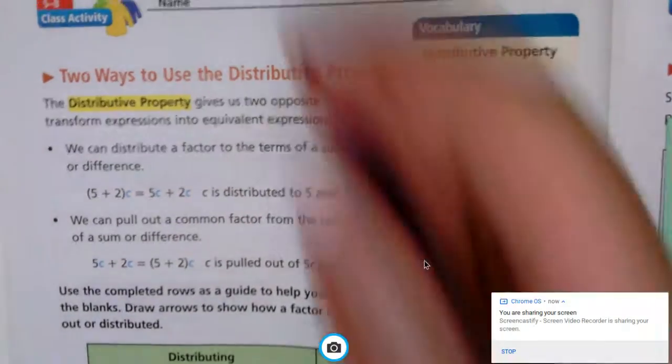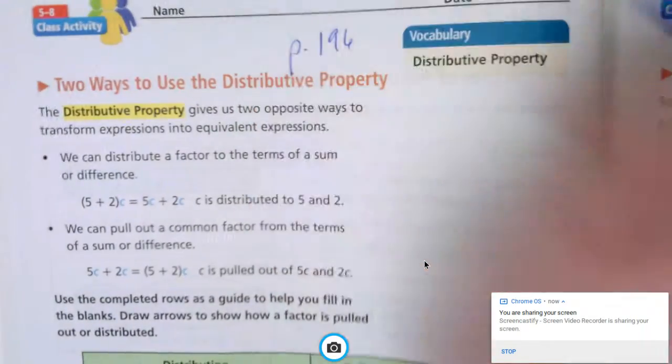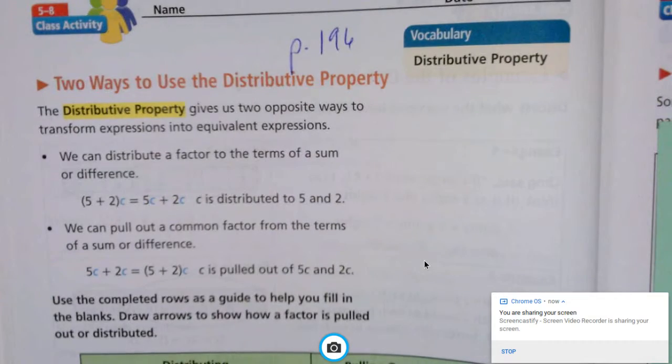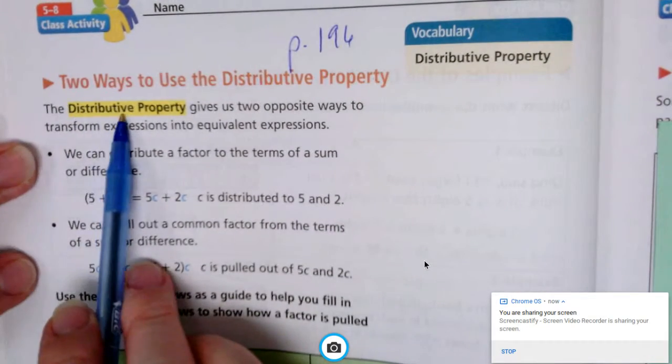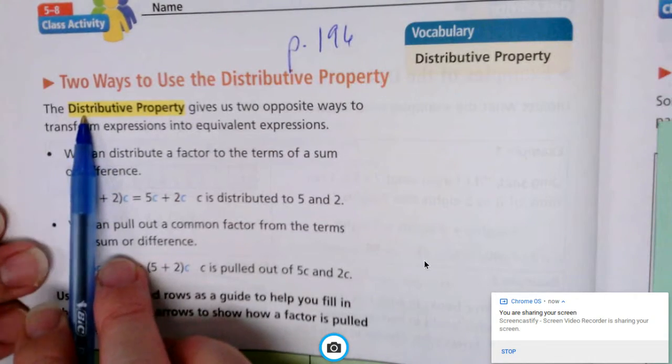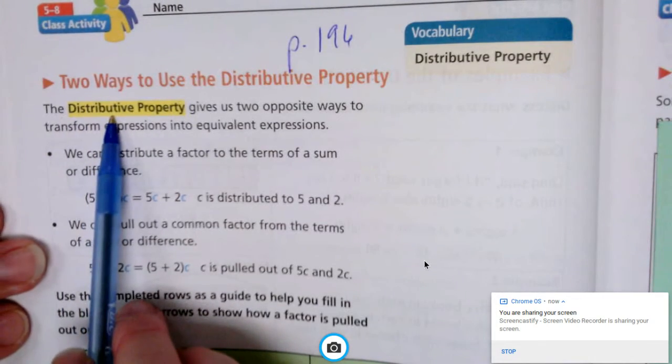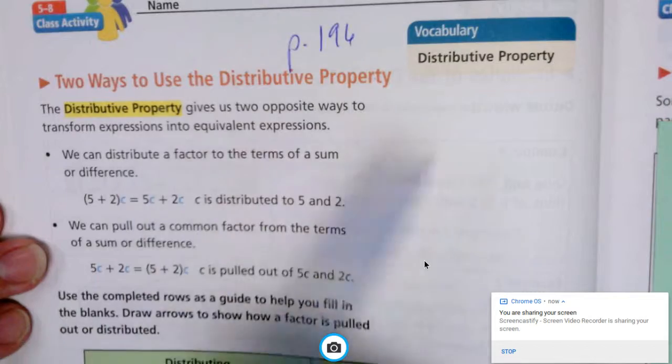On page 196, we are taking a look at the distributive property. If you think of distributive, look at the base word distribute, which means to give out, I guess.